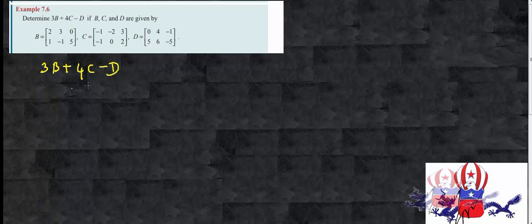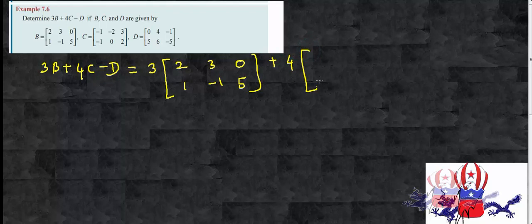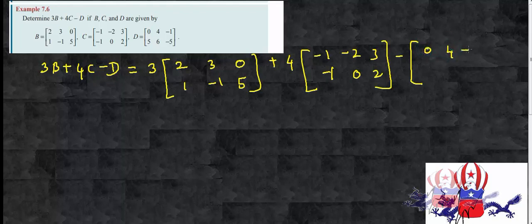You have to be very careful whenever you are doing evaluations like this. So this is going to be 3 times matrix B, which is [2, 3, 0; 1, -1, 5], positive 4 times matrix C, which is [-1, -2, 3; -1, 0, 2], and matrix D has to be subtracted, so that's going to be negative of [0, 4, -1; 5, 6, -5].